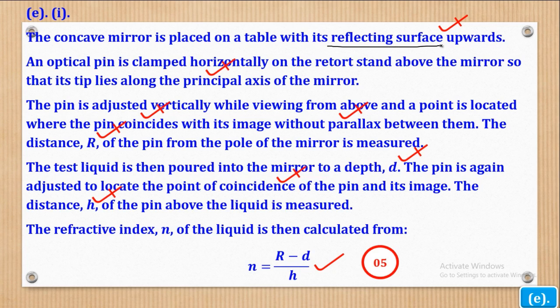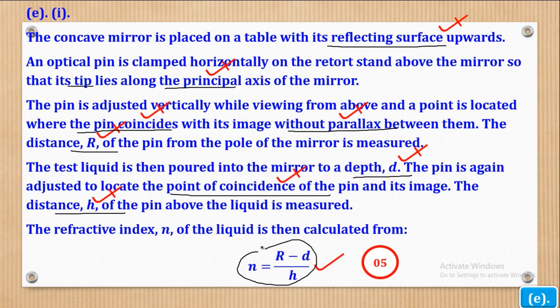So half a mark for putting the mirror with the reflecting surface facing upwards. Half a mark for the tip of the pin lying along the principal axis. Half a mark for the pin to coincide with its image, and half a mark for there to be no parallax between them. Half a mark for measuring the distance r, and half a mark for measuring the depth d of the liquid. Half a mark for the pin coinciding with its image again, and half a mark for measuring this distance h of the pin above the liquid, and a full mark for the expression which you'll use to determine the refractive index.